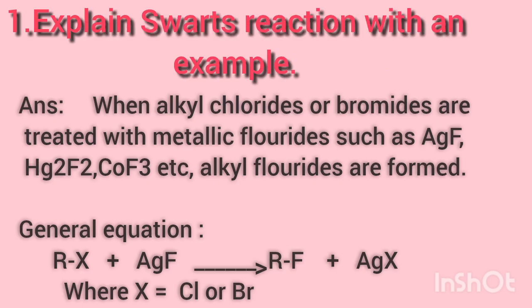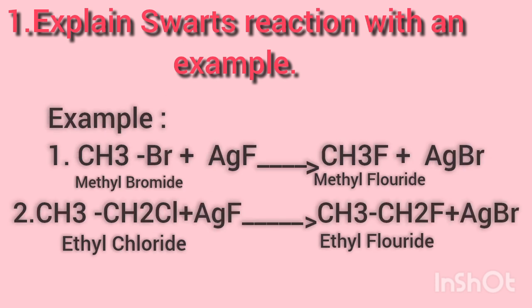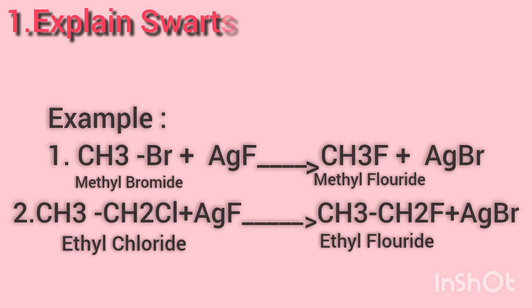First question, explain Schwarz reaction with an example. When alkyl chlorides or bromides are treated with metallic fluorides such as AgF, Hg2F2, CoF3, etc., alkyl fluorides are formed. So, the general equation for this reaction is RX plus AgF gives rise to RF plus AgX, where R is an alkyl group and X is Cl or Br. Pause the video and observe the examples.